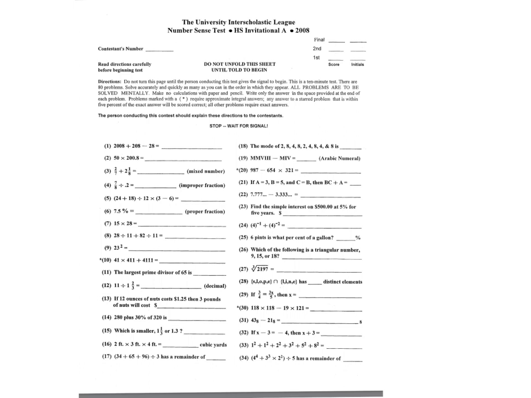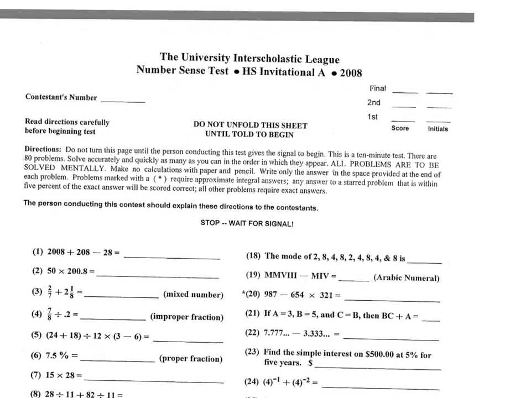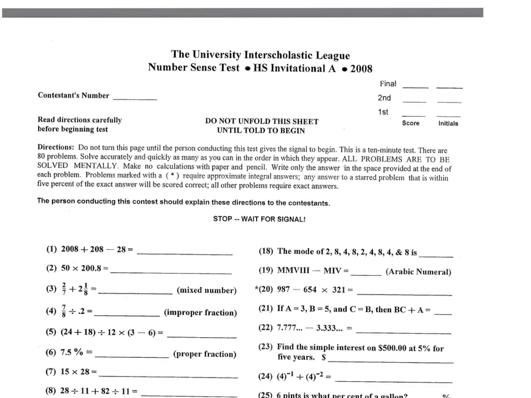Okay, we have the UIL Number Sense test, high school invitational test A from 2008, which is an oldie but a goodie. I'm going to go through the first column of this test, and this is normally a 10-minute test, and all problems are to be solved mentally.